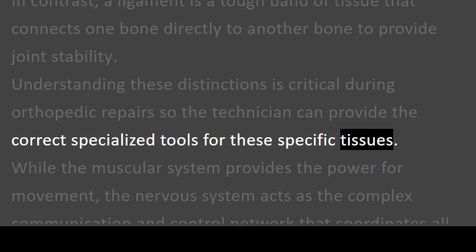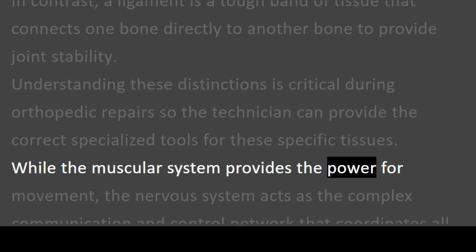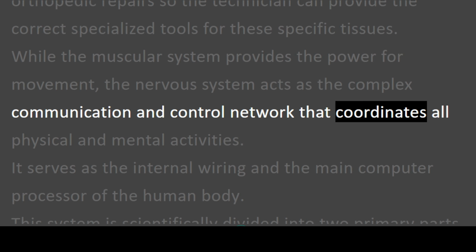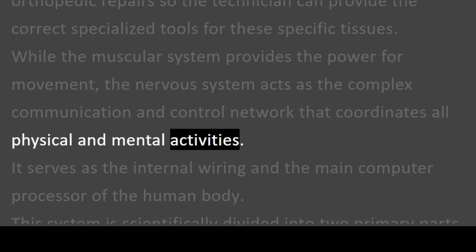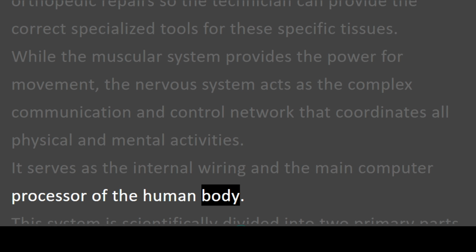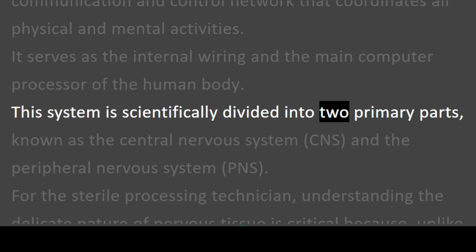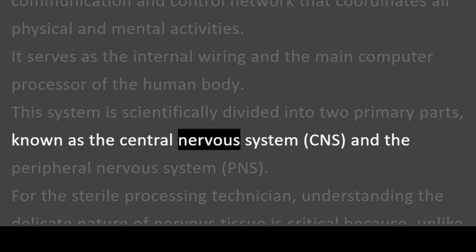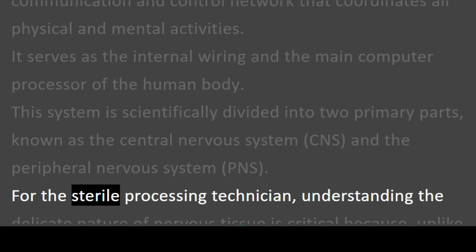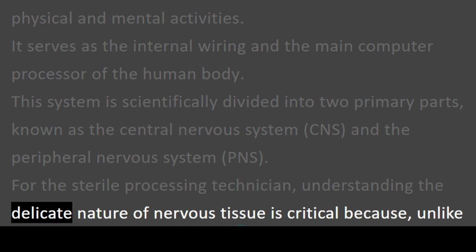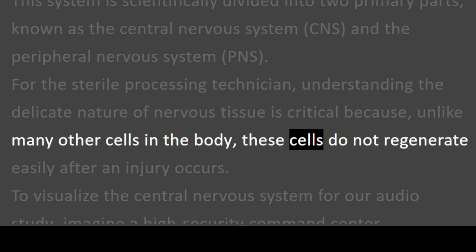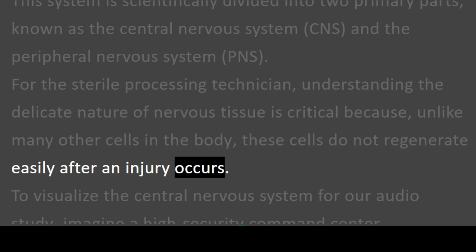While the muscular system provides the power for movement, the nervous system acts as the complex communication and control network that coordinates all physical and mental activities. It serves as the internal wiring and the main computer processor of the human body. This system is scientifically divided into 2 primary parts, known as the central nervous system, CNS, and the peripheral nervous system, PNS. For the sterile processing technician, understanding the delicate nature of nervous tissue is critical because, unlike many other cells in the body, these cells do not regenerate easily after an injury occurs.